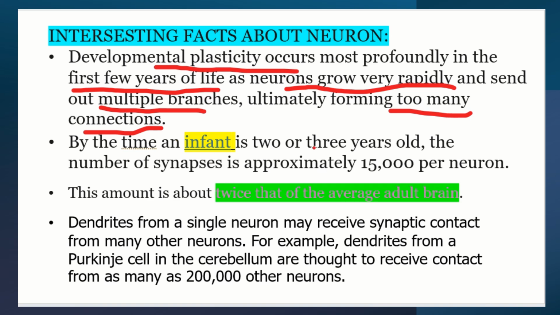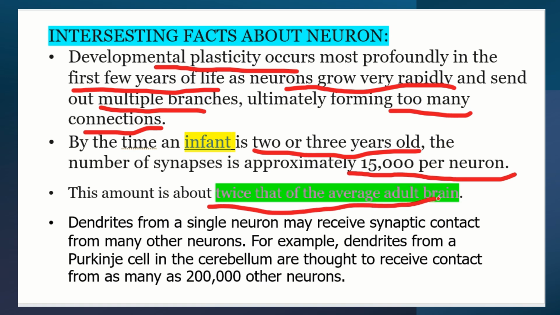infantile stage. So when the child is 2 or 3 years old, the number of synapses per neuron is approximately 15,000, receiving messages from different nerves. That is why we say the child is very eager to receive information from others. Continuously the child asks questions, what is that. So the brain is as fast as it receives information from different sources. And how fast is it? Twice that of the average adult brain.